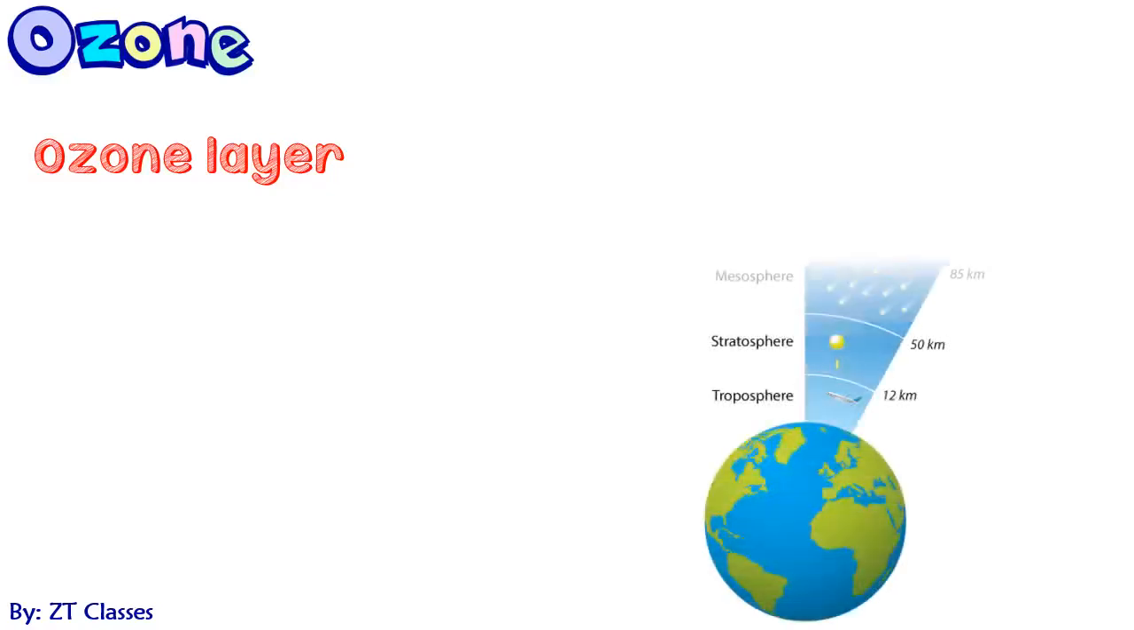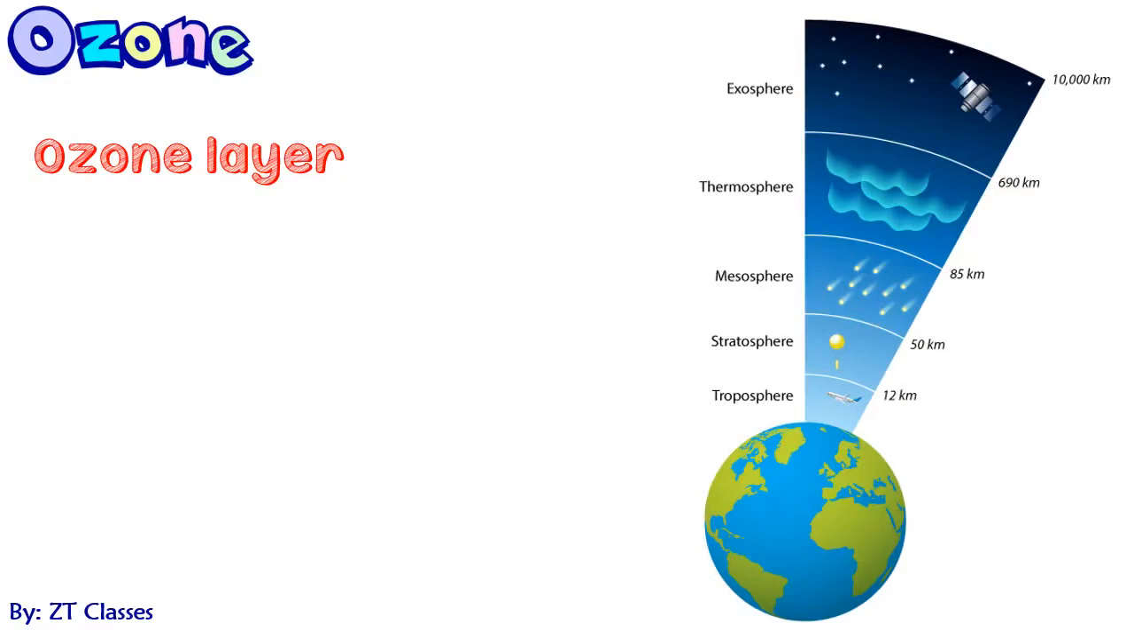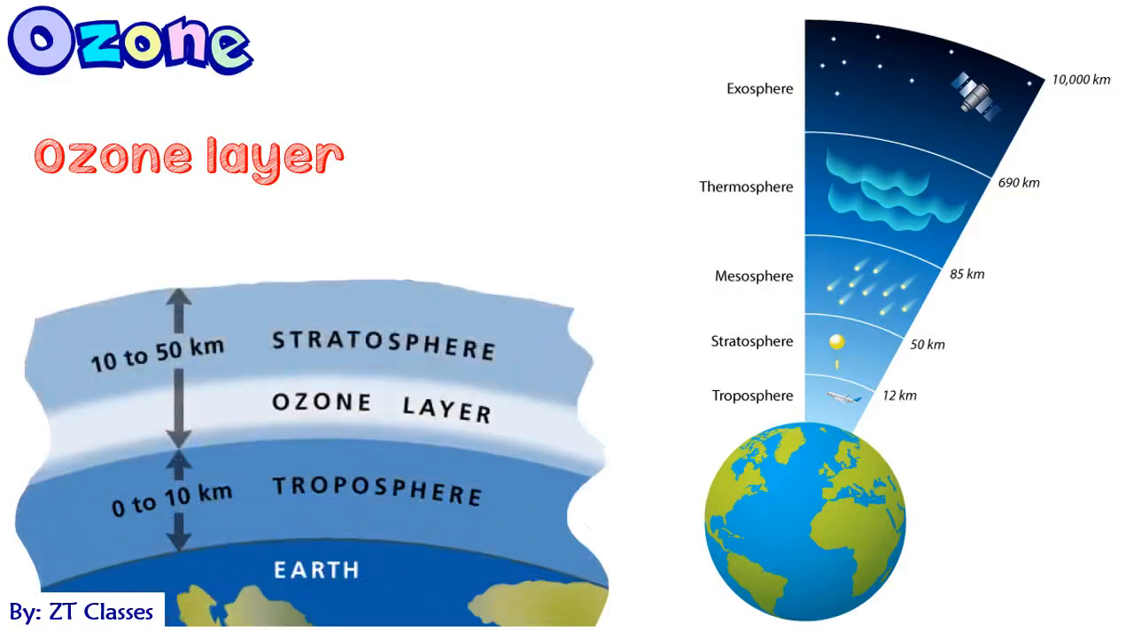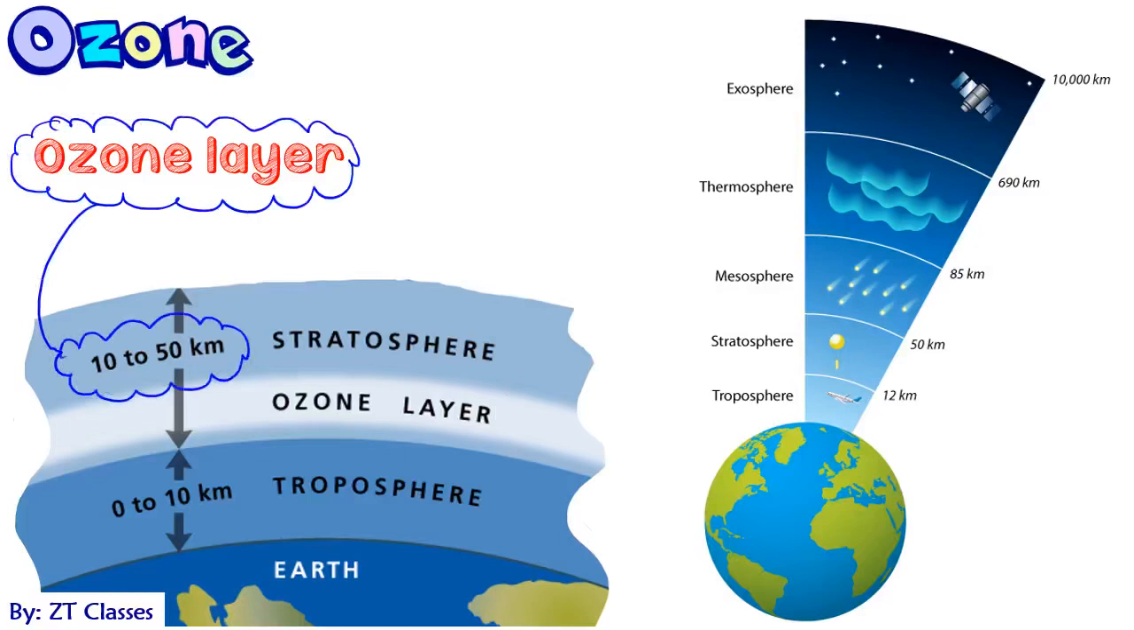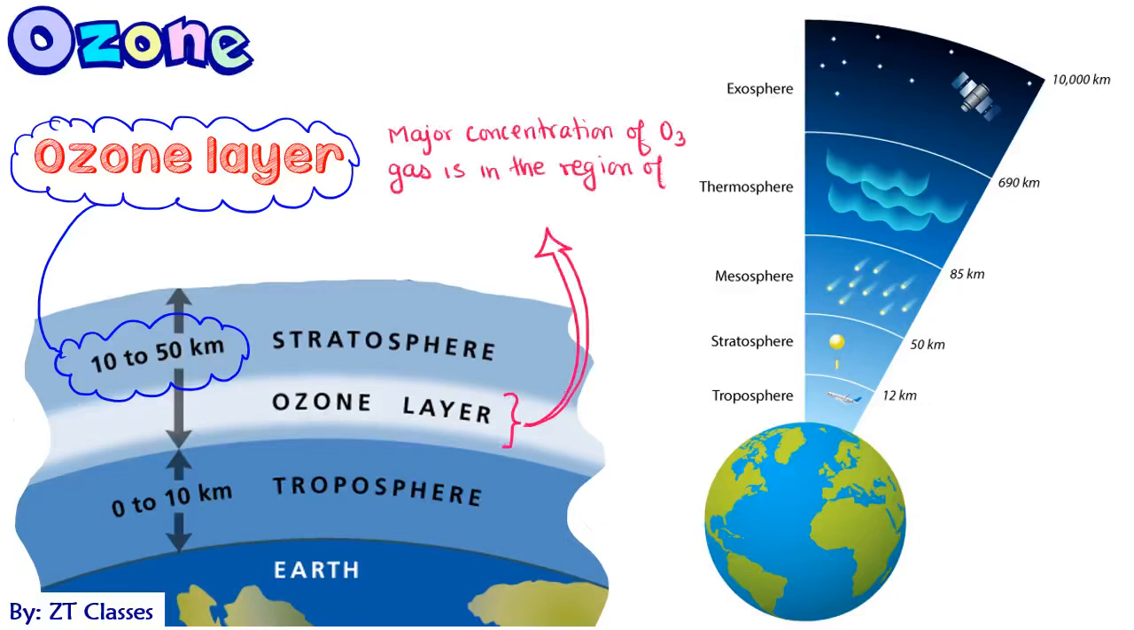Now we know what ozone is. Let's discuss what the ozone layer is and why it's important. We all are aware that Earth's atmosphere is divided into 5 different layers. Among these layers, in the region of the stratosphere at a distance of 10 to 50 kilometers, we find the ozone gas, also called the ozone layer. Within the ozone layer, at a distance of 20 to 30 kilometers, the major concentration, that is 95% of O3 gas, is found.